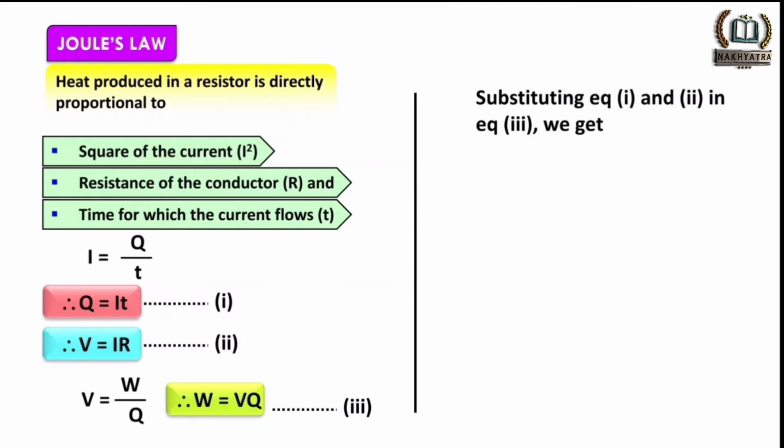Now substitute equations 1 and 2 in equation 3. After substituting, we get W equals IR into IT. Therefore, W equals I square into R into T, in Joule. Okay, don't forget to write the unit. For work done, the SI unit is Joule. Therefore, this one is your heat energy H. H equals I square into R into T. The unit is the same, Joule.